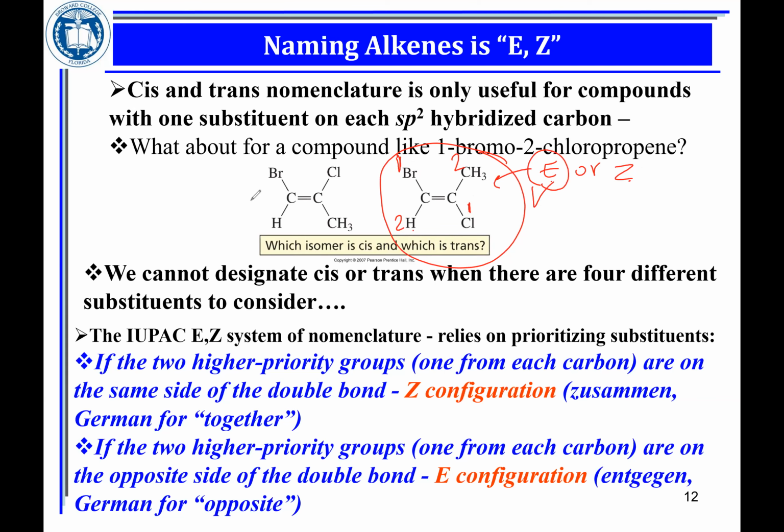And the other one most likely is going to be Z, but we are going to try it. It is priority 1, priority 2, priority 1, priority 2. Same priorities are on the same side, so it's going to be Z for this one. So if the groups attached to each of the carbons of the carbon-carbon double bond are not identical, then you cannot use cis and trans. You have to use the E and Z designation for it.